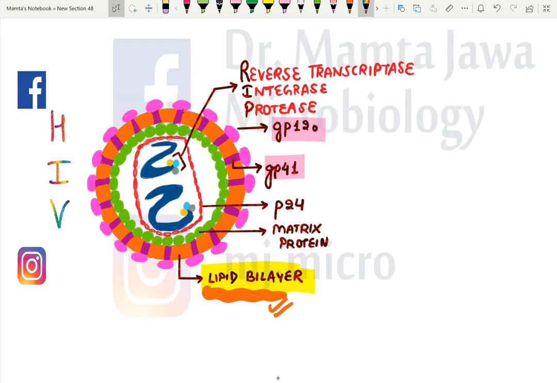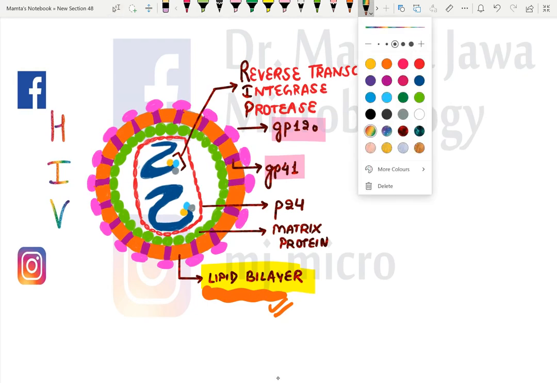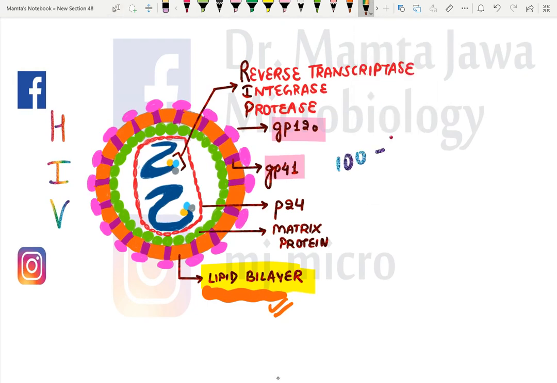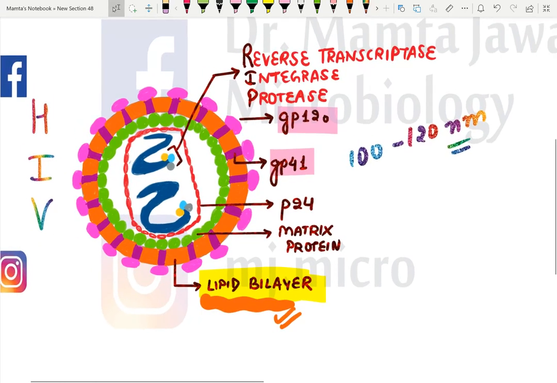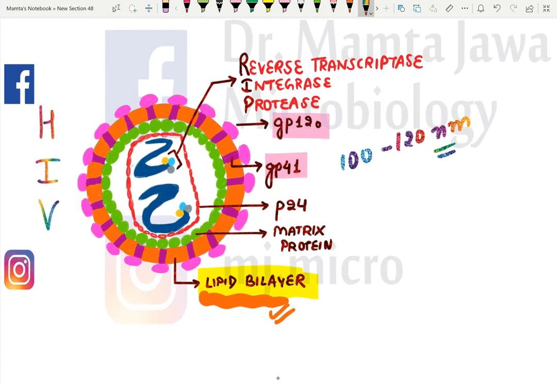Okay, so it's a spherical virus, as we can see over here, approximately 100 to 120 nanometers in size, right? So I'll start from the core of the virus. The two blue colored structures which you can see over here, this one and this one, these are the two RNA molecules, and each RNA molecule is single stranded.